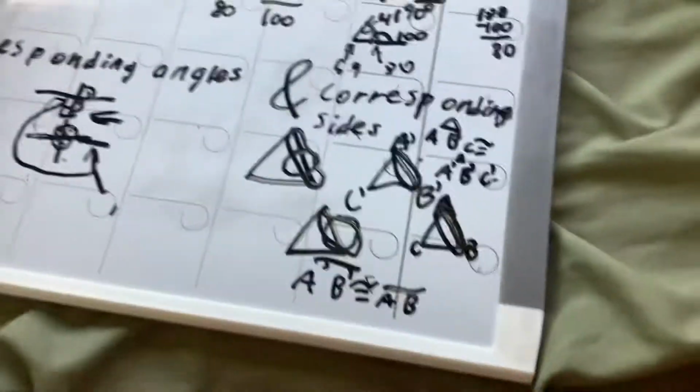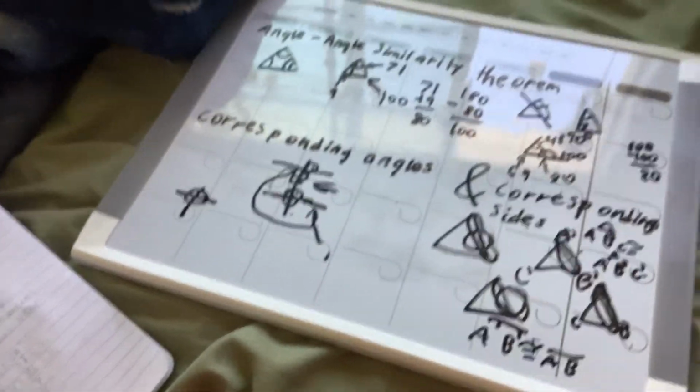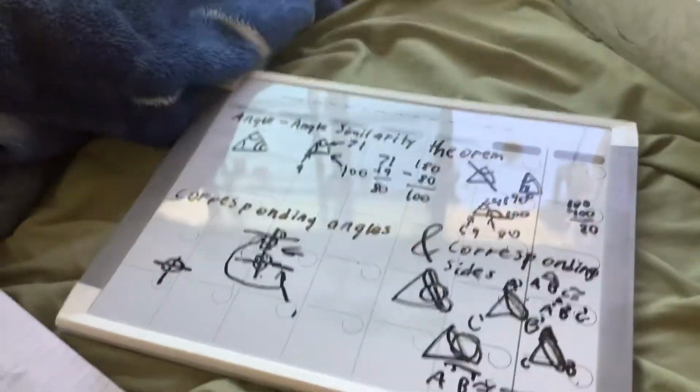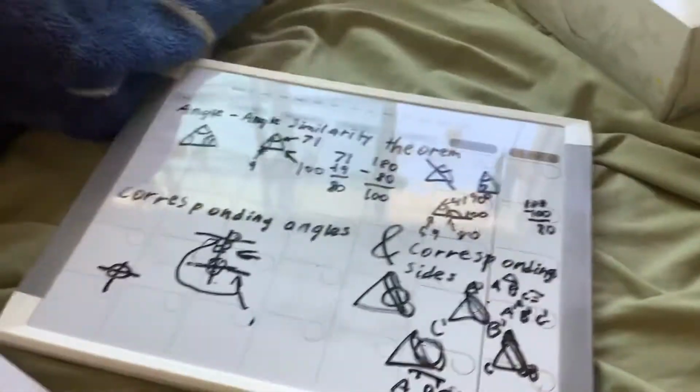Anyways, so yeah, this covers corresponding angles, corresponding sides, and angle similarity theorem.